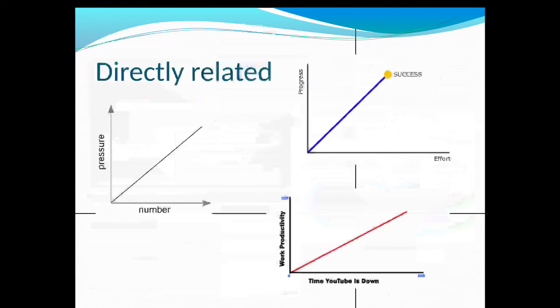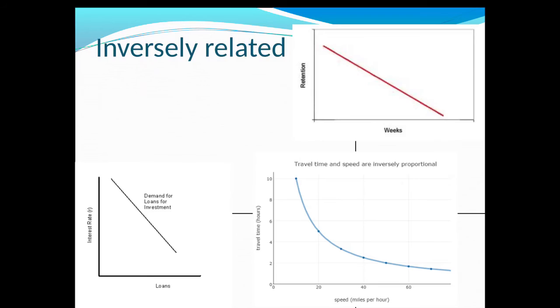So you can say number and pressure are directly related, or you could say the number of molecules and pressure have a direct relationship. Either way. The opposite of a direct relationship is an inverse relationship. Okay, we don't call it an indirect relationship, we call it an inverse relationship. And this is when one thing goes up, the other one goes down.